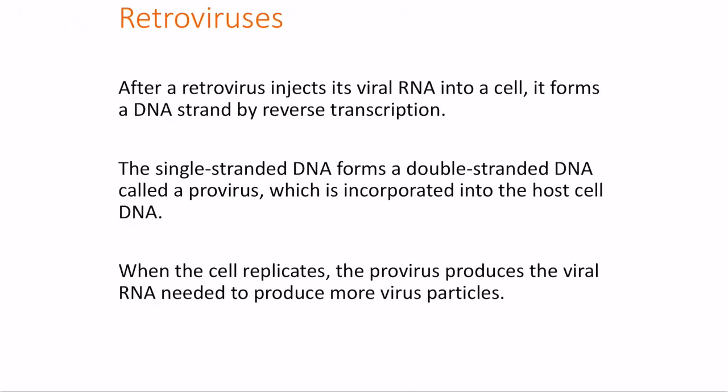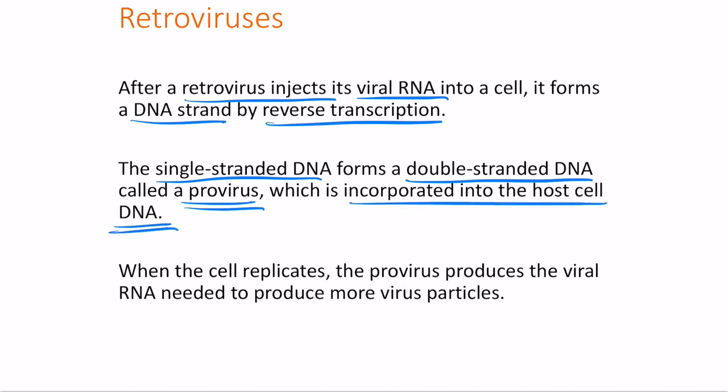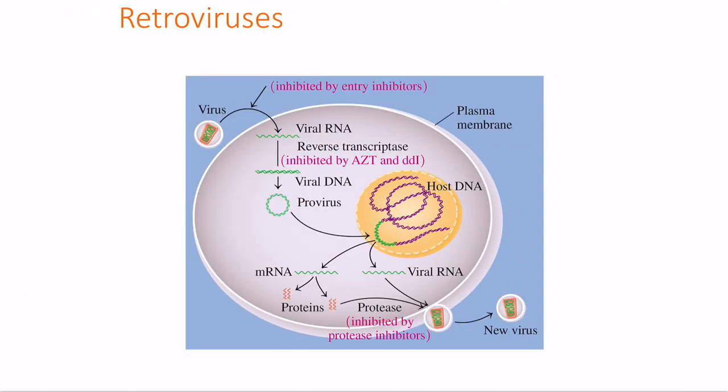After a retrovirus injects its viral RNA, it forms a DNA strand by viral reverse transcription. Remember that DNA to RNA is called transcription. So the reverse transcription here is from RNA to DNA. The single stranded DNA then forms a double stranded DNA. We call that a provirus, which is then incorporated into the host cell DNA, finally ending up creating the replication. So when the cell replicates, the provirus produces the viral RNA needed to produce more virus particles. This is the function of a retrovirus.